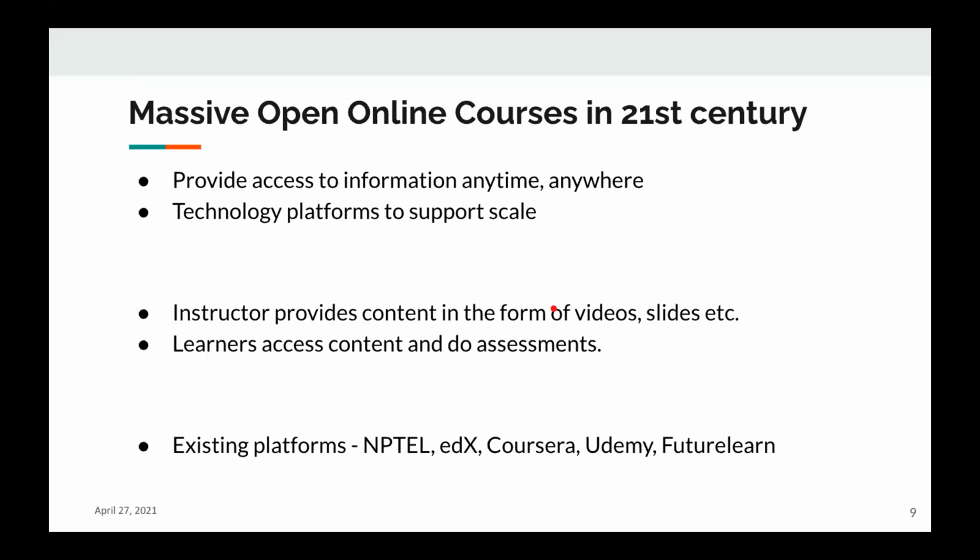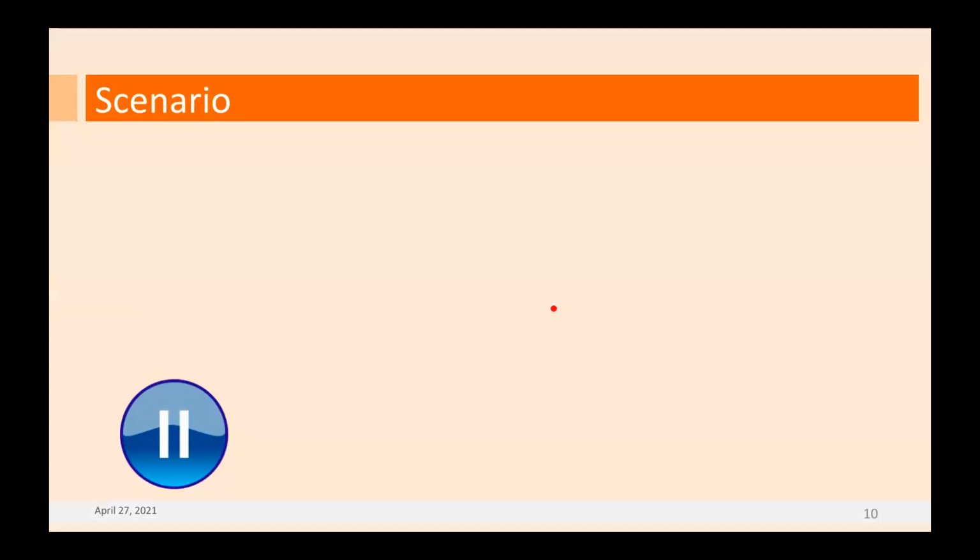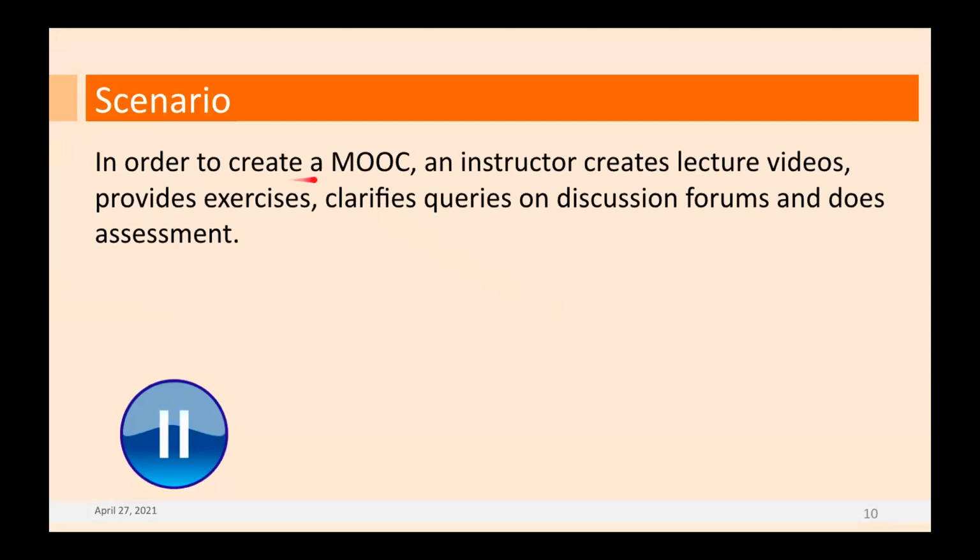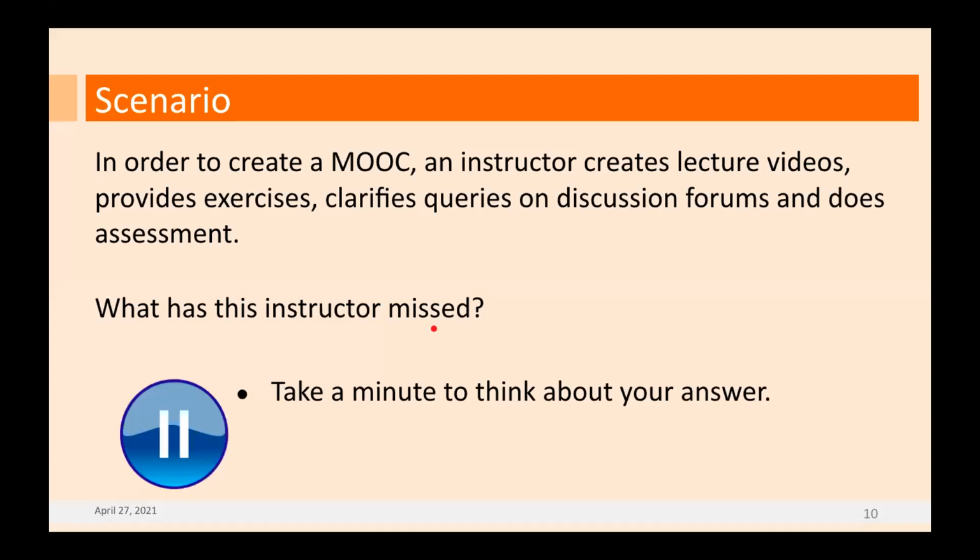Okay, so I have one more question for you. So it is a scenario. What the scenario says is, in order to create a MOOC, an instructor creates lecture videos. First he creates videos, then provides some exercises, and then clarifies their queries on discussion forums and does some assessment. Okay. So what has this instructor missed? Can you think of what the instructor has missed in this particular scenario? You can take a few seconds or a minute and post your responses in the chat window.